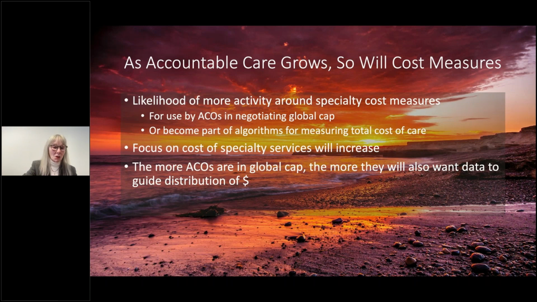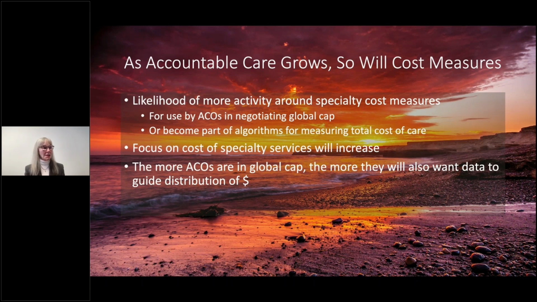And that engages the specialists in a need, and the ACO in a need, for evaluating what specialty care looks like, how we measure it, and how we bring it down in cost and get better quality or better outcomes for the patients. So I think this is kind of a given in my mind about which way this is going. The focus on cost of specialty services is only going to increase.